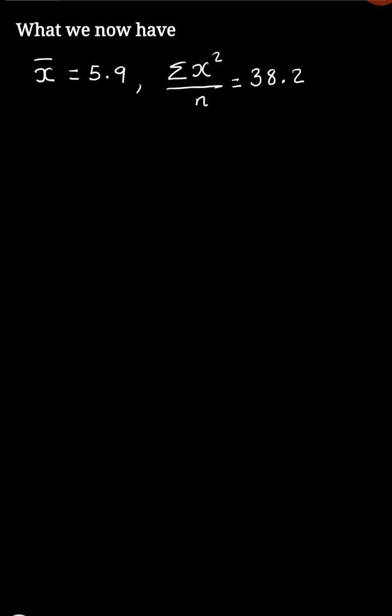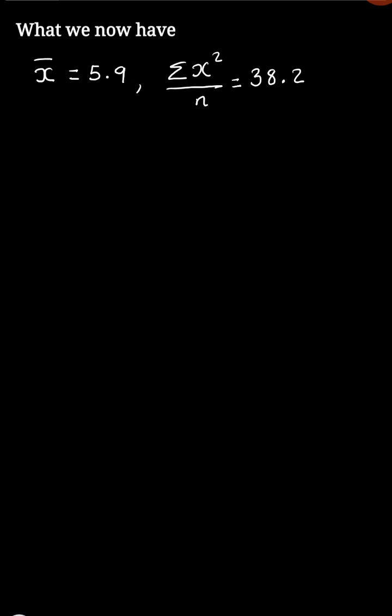But before we can calculate the standard deviation, I would like to remind you of the items that we have so far. So we have calculated the x bar, which is equal to 5.9, and then we have also calculated the summation of x squared over n, which is equal to 38.2. Now, once we have obtained these 2 numbers, it is now time for us to calculate the standard deviation.